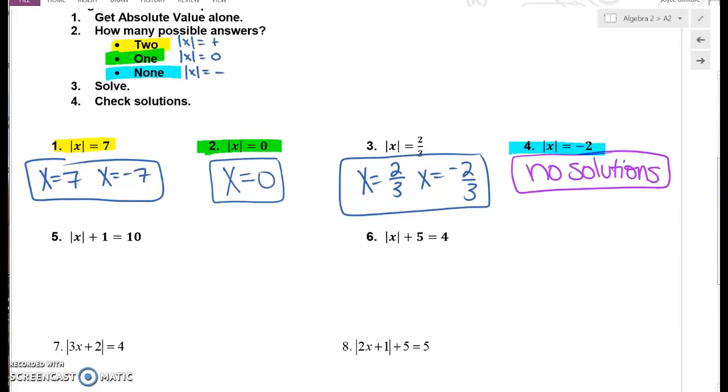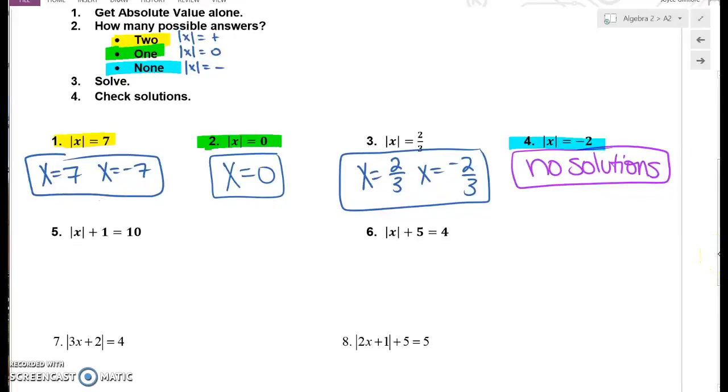All right. So let's give this a try. Number 5, the absolute value of x plus 1 equals 10. That plus 1 is troublesome. We need to get rid of it. How do we get rid of plus 1? Subtract 1. So the absolute value of x equals 9. Where on the number line can we be 9 units away from 0? At +9 and at -9.